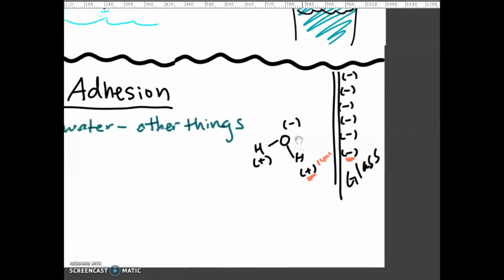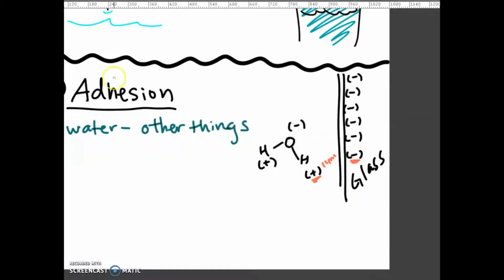So when this happens, you'll see that the water, even though normally water might be flat, when you're inside a small tube or inside a small glass, you'll actually see the water level sort of rise near the edge of the glass because water is trying to pull itself up.